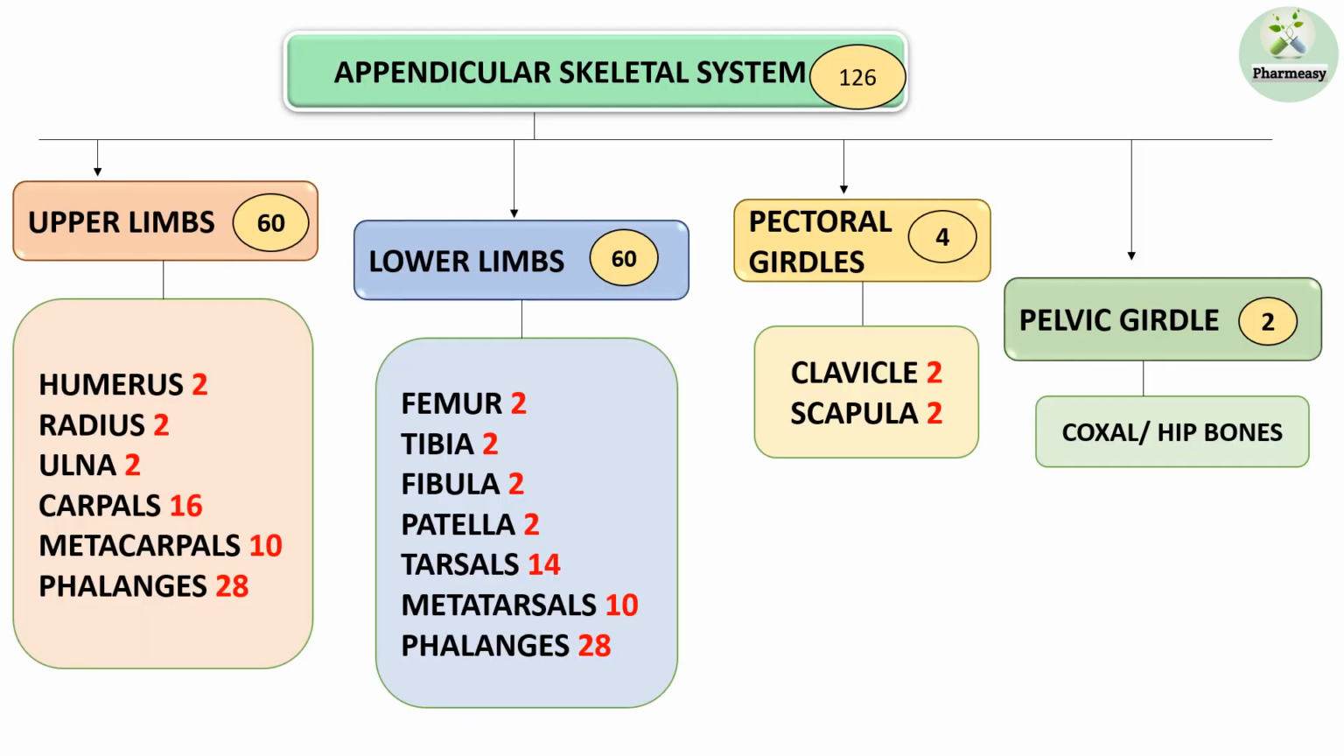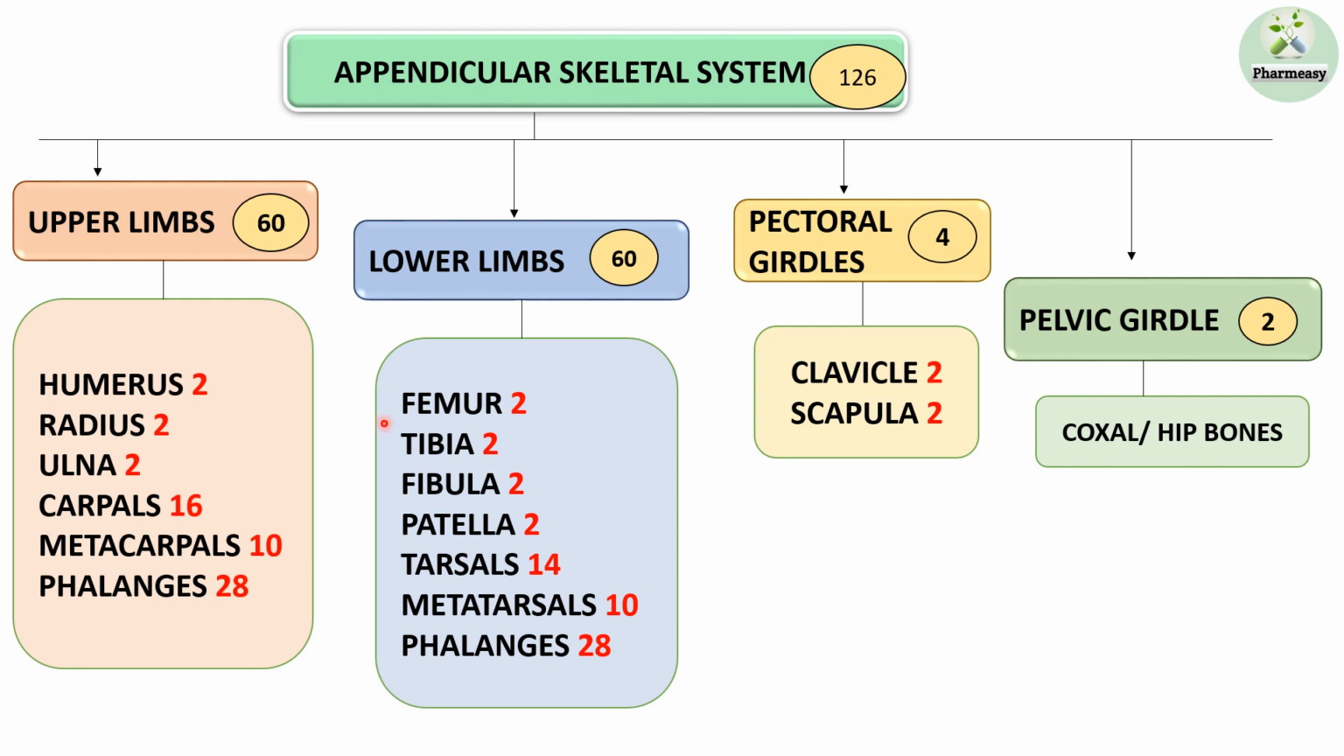Now, next division is appendicular skeletal system. It comprises of total 126 bones of our body. And it includes 60 bones of upper limbs, 30 on each side. Long bone of upper limb is humerus having 2 bones in both of the limbs. 2 radius, 2 bones of ulna, 16 bones of carpals or the wrist bones, 10 metacarpals which are the palm bones, and 14 phalanges or finger bones.